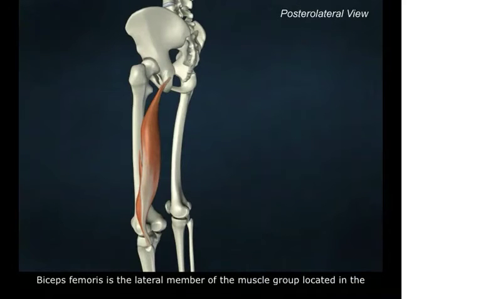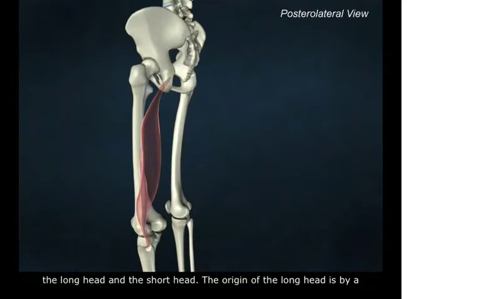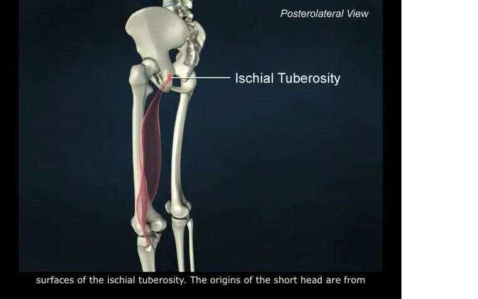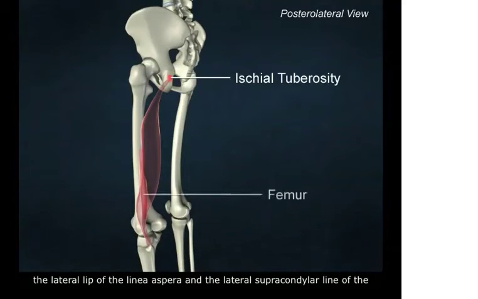Biceps femoris is the lateral member of the muscle group located in the posterior thigh, known as the hamstrings. Biceps femoris has two heads, the long head and the short head. The origin of the long head is by a common tendon with the semitendinosus from the superior and medial surfaces of the ischial tuberosity. The origins of the short head are from the lateral lip of the linea aspera and the lateral supracondylar line of the femur.